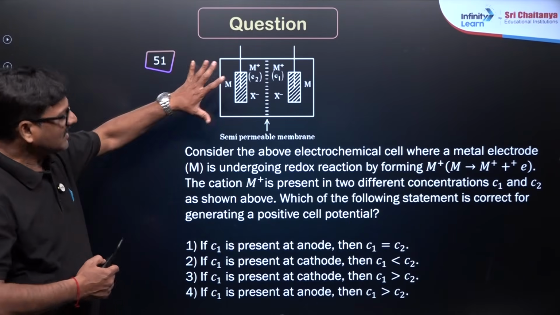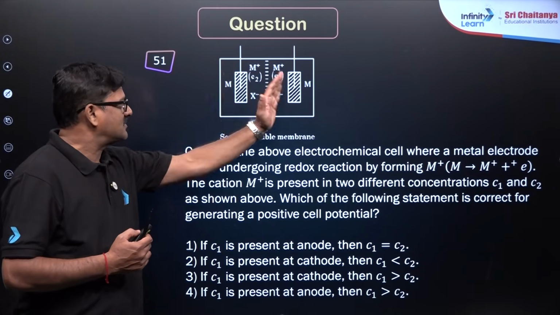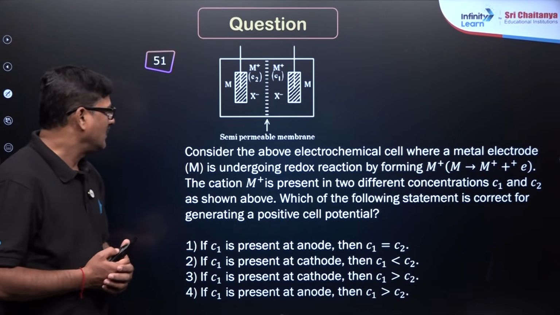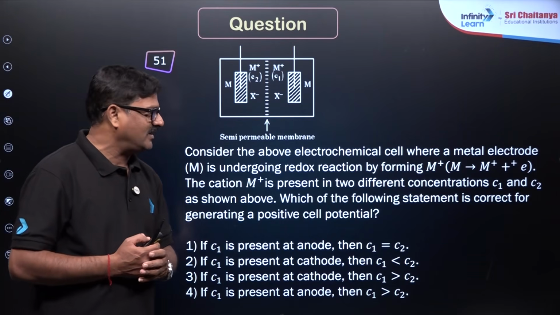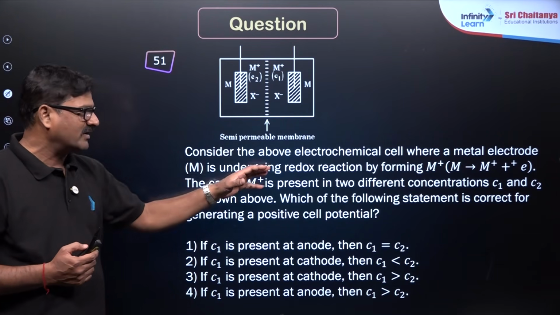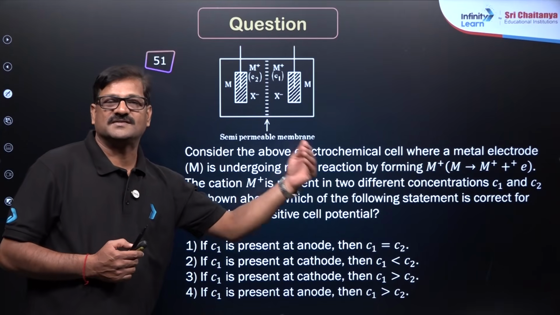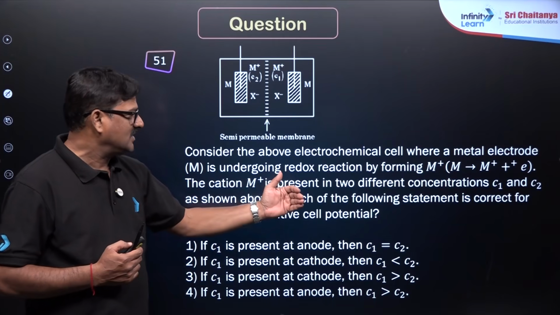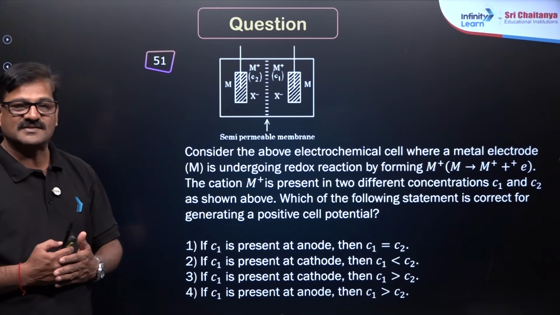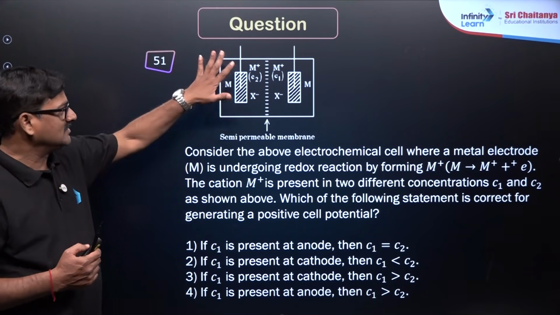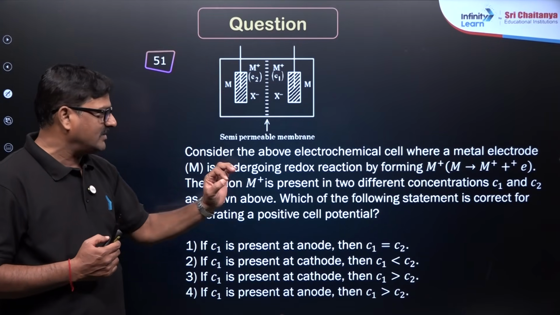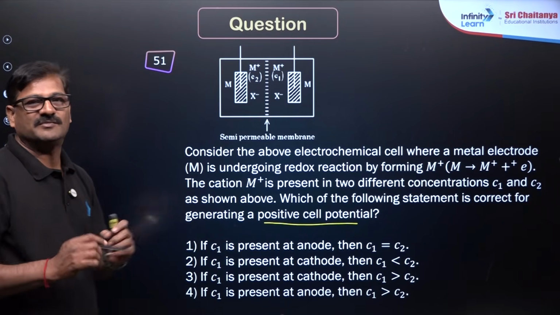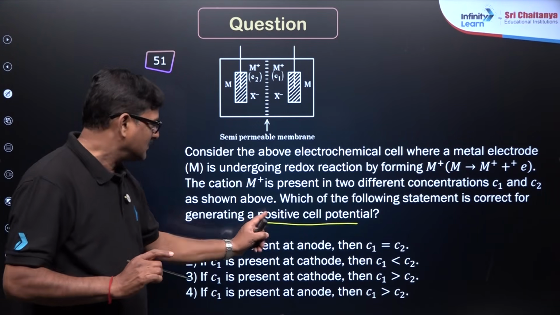Here a cell is given with two compartments, one compartment with concentration C2 and another with concentration C1. Consider the above electrochemical cell where a metal electrode M undergoes redox change, M gives rise to M plus and an electron, and the cation M plus is present in two different concentrations C1 and C2 as shown in the diagram. Now, which of the following statements is correct for generating a positive EMF? That is going to be a very important component. This is the key point.